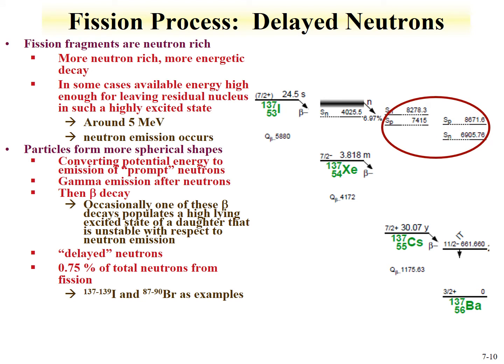Now, this may not seem like a large fraction of neutrons. It's a little under 1% of the total neutrons from fission that are these delayed neutrons, but it provides an important control of the reactor processes because these neutrons are delayed, as opposed to a neutron being emitted promptly after the fission process. For instance, iodine, this neutron has a half-life emission rate that's on the order of the decay of the iodine 137, which is around 25 seconds.